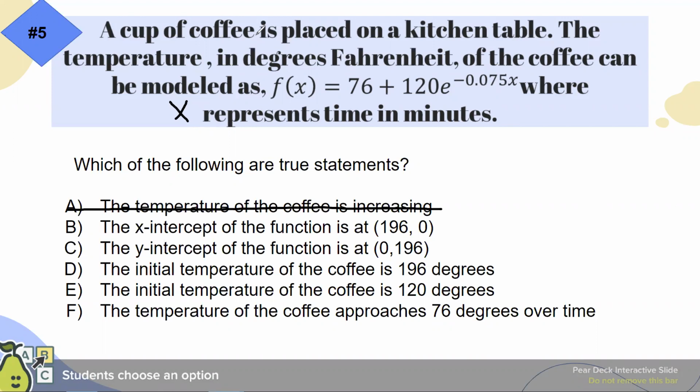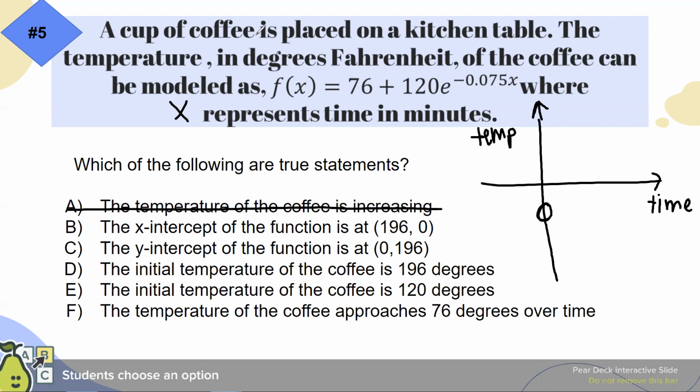If we think about this, the x-axis is time and the y-axis is temperature. We know at time 0, right here, the coffee is coming straight out of the coffee pot. And our graph is going to slowly decrease over time. So that's what we're trying to figure out.